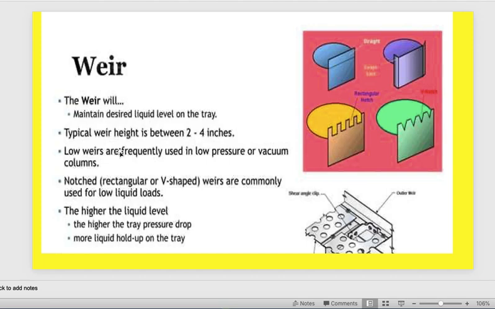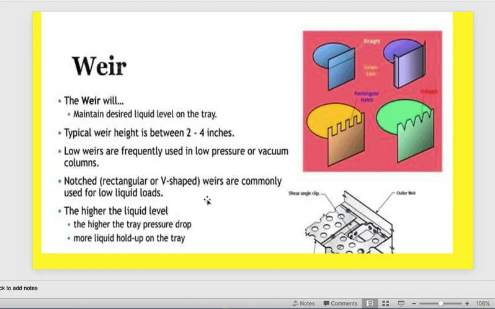What is the weir and what is the weir type? The weir is the end of this area. This is the weir, and the liquid overflows to the downcomer start. I think it's clear. The weir will maintain the desired liquid level on the tray. This is the function. Typical weir height is between 2 to 4 inches. As you can see, low weirs are frequently used in low pressure or vacuum columns. Low weir because you don't want to hold a huge amount of liquid. I think also it's clear.